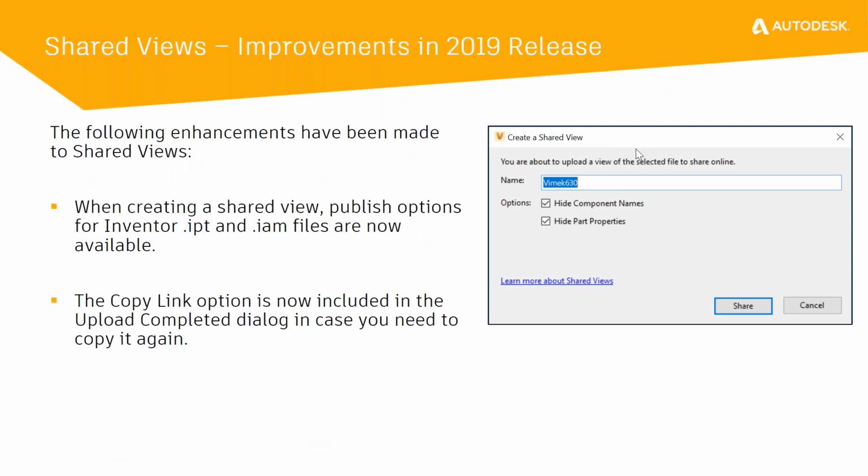Based on customer feedback, enhancements have been added to the 2019 workflow. When creating a shared view, there are now publish options for Inventor that look after both IPT and IAM files, so parts and assemblies. These are now available to allow users to decide how much detail they want shared with their collaborators. Here you can decide whether you want to share component names in the browser and/or whether you share file properties as well.